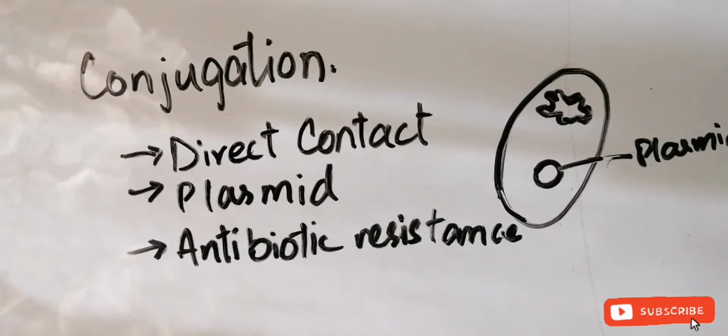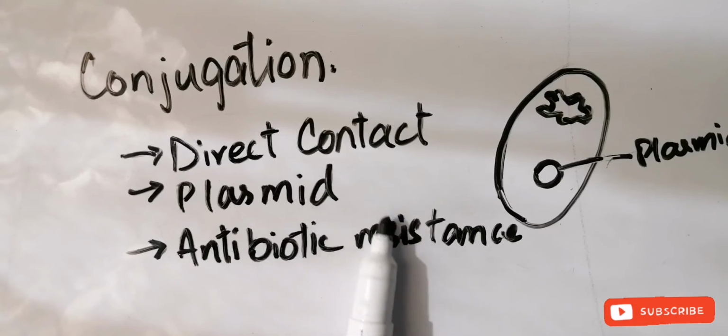So here are some of the basic points. What is conjugation? Conjugation is the exchange of material between bacteria of the same generation. There is no parental or offspring generation. I am talking about siblings. They are of the same generation, of the same age.